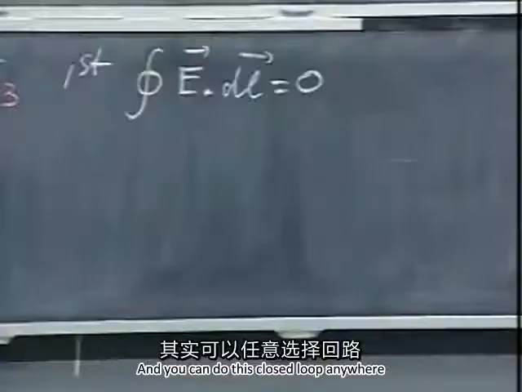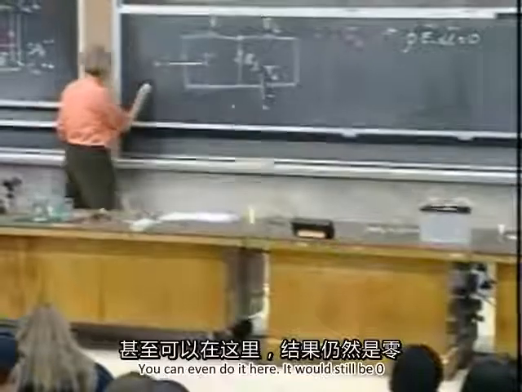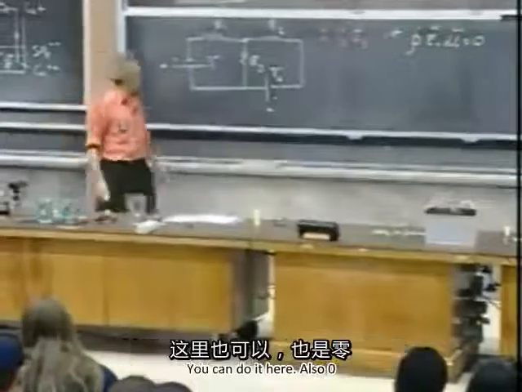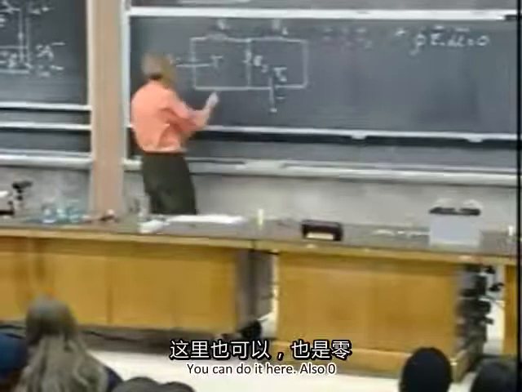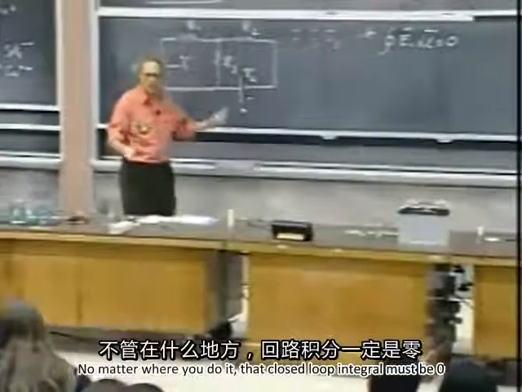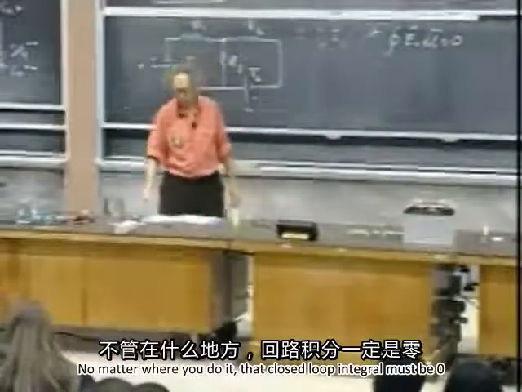rule. And you can do this closed loop anywhere. You can even do it here, still be 0. You can do it here, also 0. You can do it there. No matter where you do it, that closed loop integral must be 0.